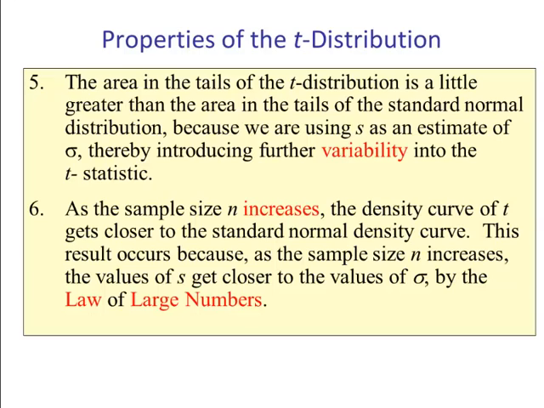Number 6, as the sample size n increases, the density curve of t gets closer to the standard normal curve. This result occurs because as the sample size n increases, the values of s, the sample standard deviation, get closer to the values of sigma, the population standard deviation, by the law of large numbers.